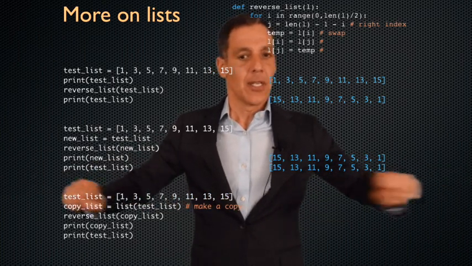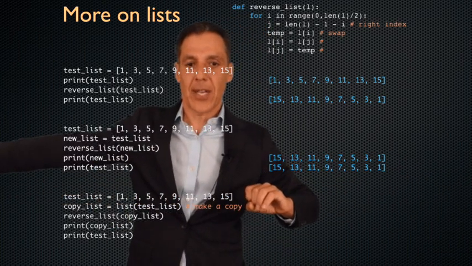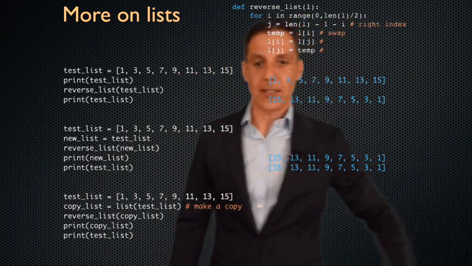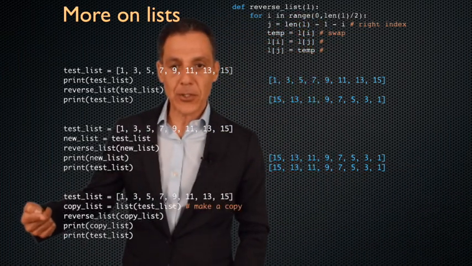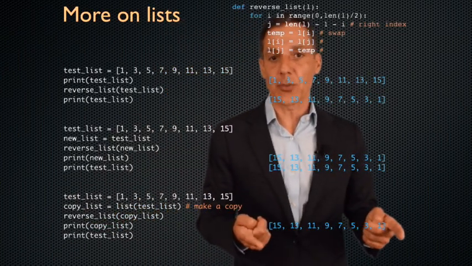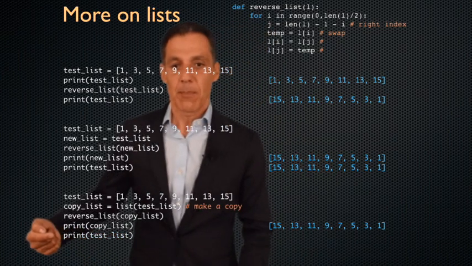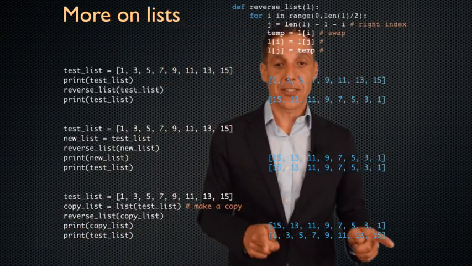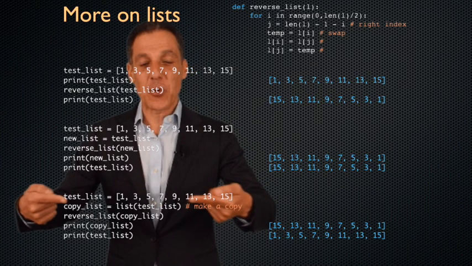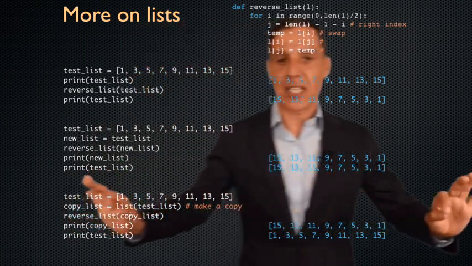And so at this point in the code, test list and copy list don't know anything about each other. Test list points to 1, 3, 5, 7, 9, 11, 13, 15. Copy list points to its own version of that. So now when I call reverse list of copy list, and I print copy list, of course it's reversed. That's to be expected. But when I print test list, it is not, because I've decoupled those lists, and now I'm treating them as if they were integers, distinct copies.